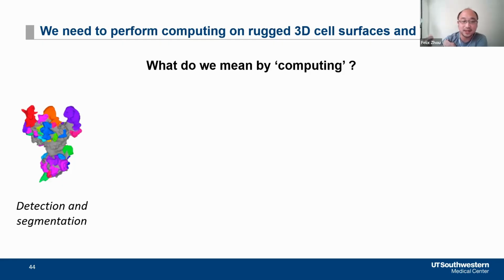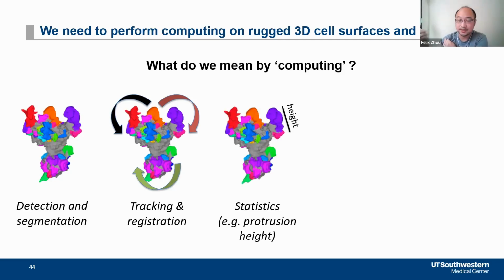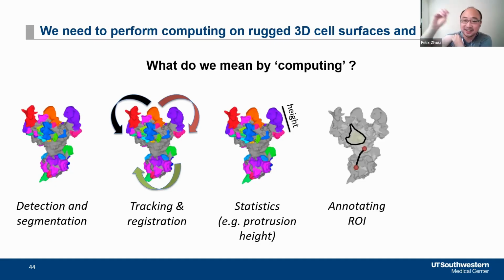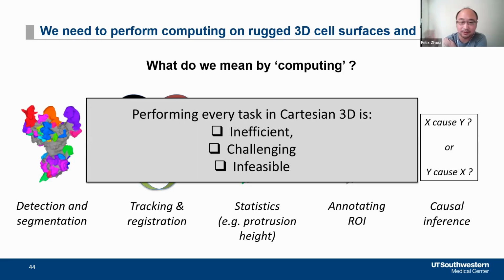So this includes things like detecting and segmenting the protrusions, tracking and registering the movement of the protrusions, taking statistics like measuring the protrusion height, something that sounds simple, but it's actually pretty annoying. And annotating the ROI, for example. So if I'm only interested in one particular ROI of part of the surface, you want to be able to annotate this. And then finally, the object of this talk, which is you want to be able to perform causal inference between X and Y variables. Okay, these are all what I call computing.